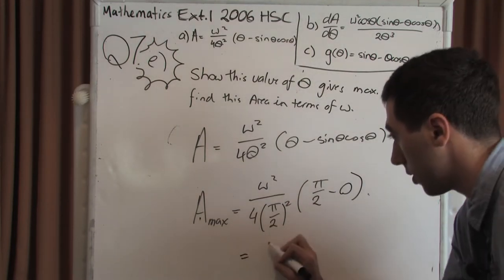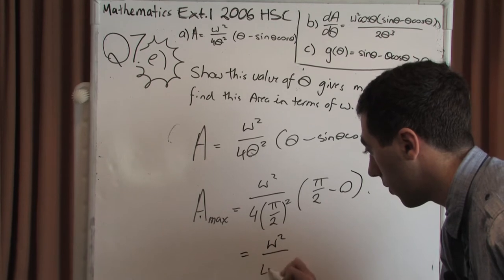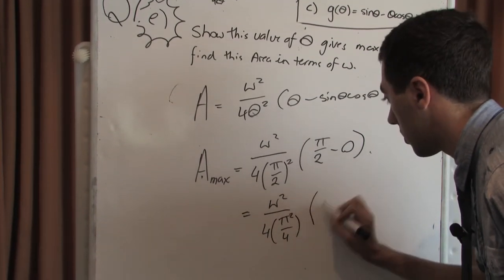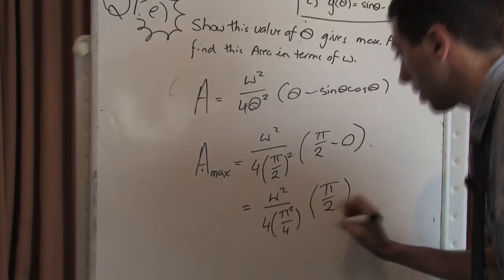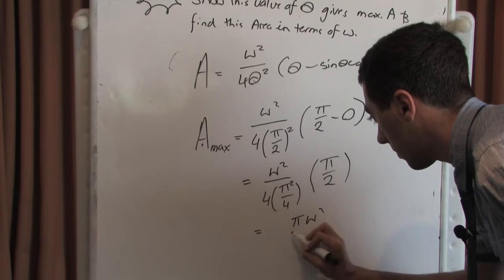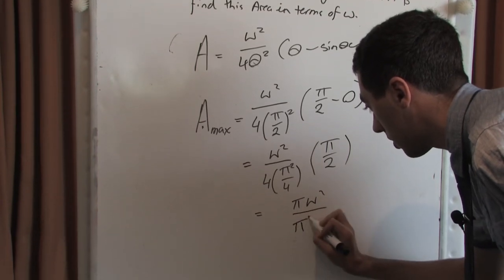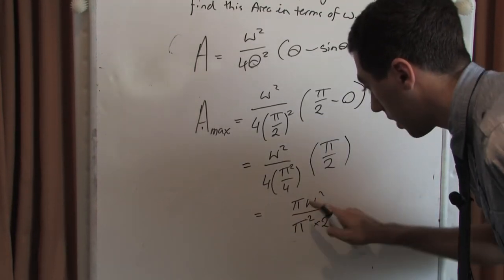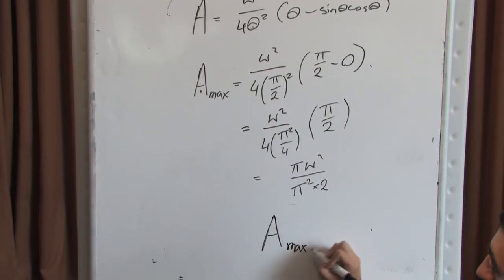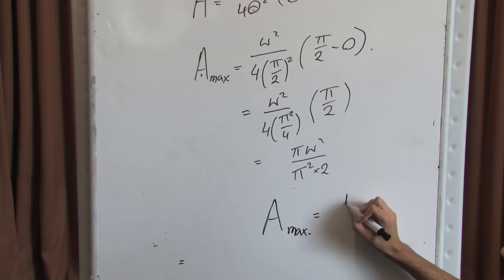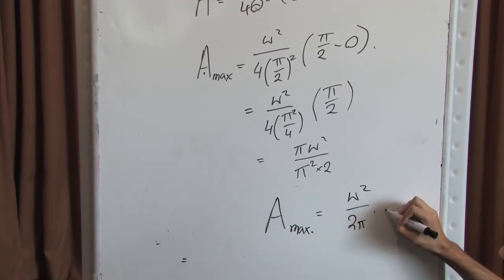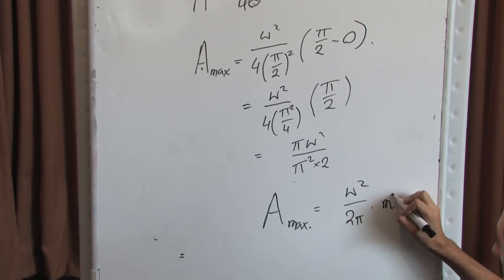Alright, so finally W squared over 4 times pi squared over 4, and then times that by pi on 2. So now 4 and 4 cancel, so we get pi W squared over pi squared times 2. Cancel one of these out, and finally our maximum area is given by W squared over 2 pi, and then I think it's cubic meters squared possibly.